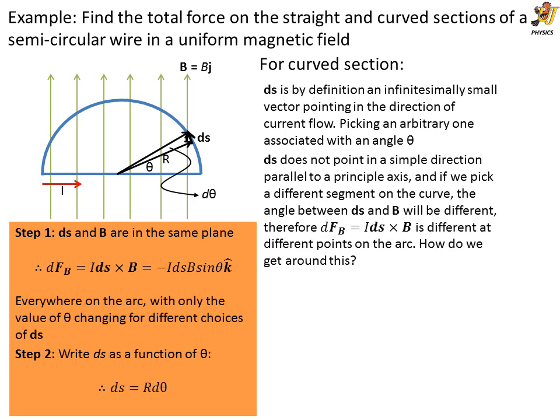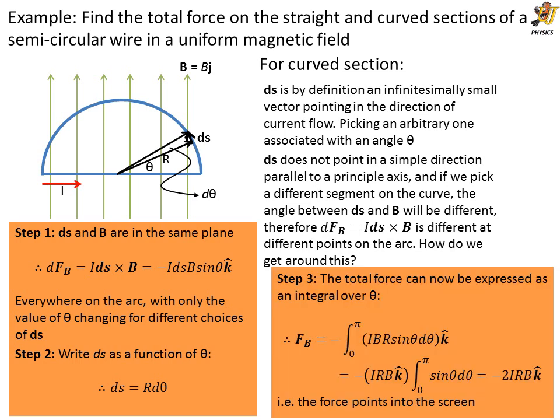We can write ds itself as a function of theta by noting the relationship between a length of arc and the angle subtending it. If we add up together all the forces acting on all the tiny elements ds that make up the arc, this implies an integral over the entire arc. So this means an integral spanning the angles theta equals 0 to theta equals pi radians.